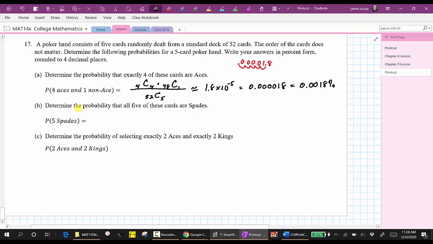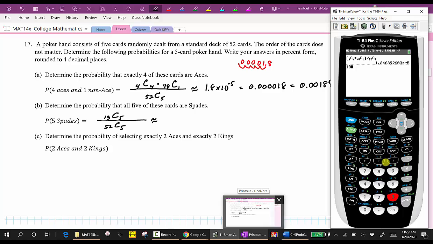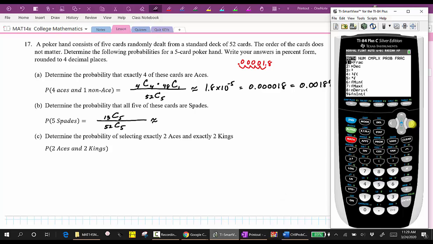Letter B is more straightforward. Determine the probability that all 5 of the cards are spades. There are 13 spades in the deck, so the probability of drawing 5 spades, beginning with the denominator, would be 52 choose 5. And the number of ways of selecting 5 spades from 13 spades is 13 choose 5. Going back to the calculator, we have 13 choose 5, right arrow, divided by 52 choose 5.